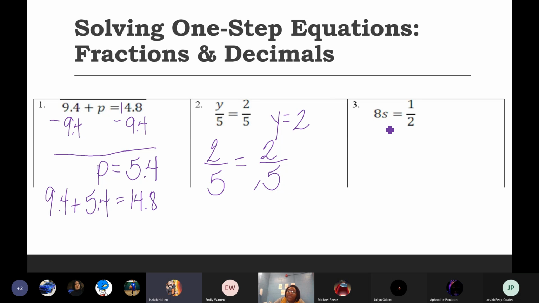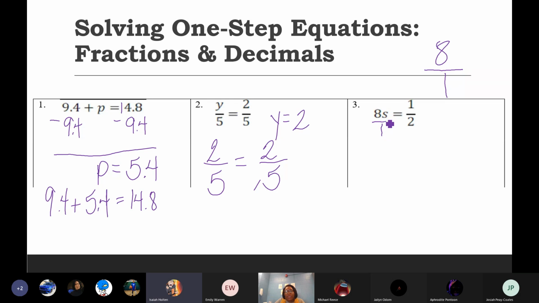Number 3, here we have 8S. What's happening here between 8 and S? Are they being added together, subtracted, multiplied, or divided? Multiplied. Yeah. So to help my life out, I'm going to put this over 1. Any whole number, if we wanted to write it as a fraction, we would just put it over 1. 1 would be our denominator.